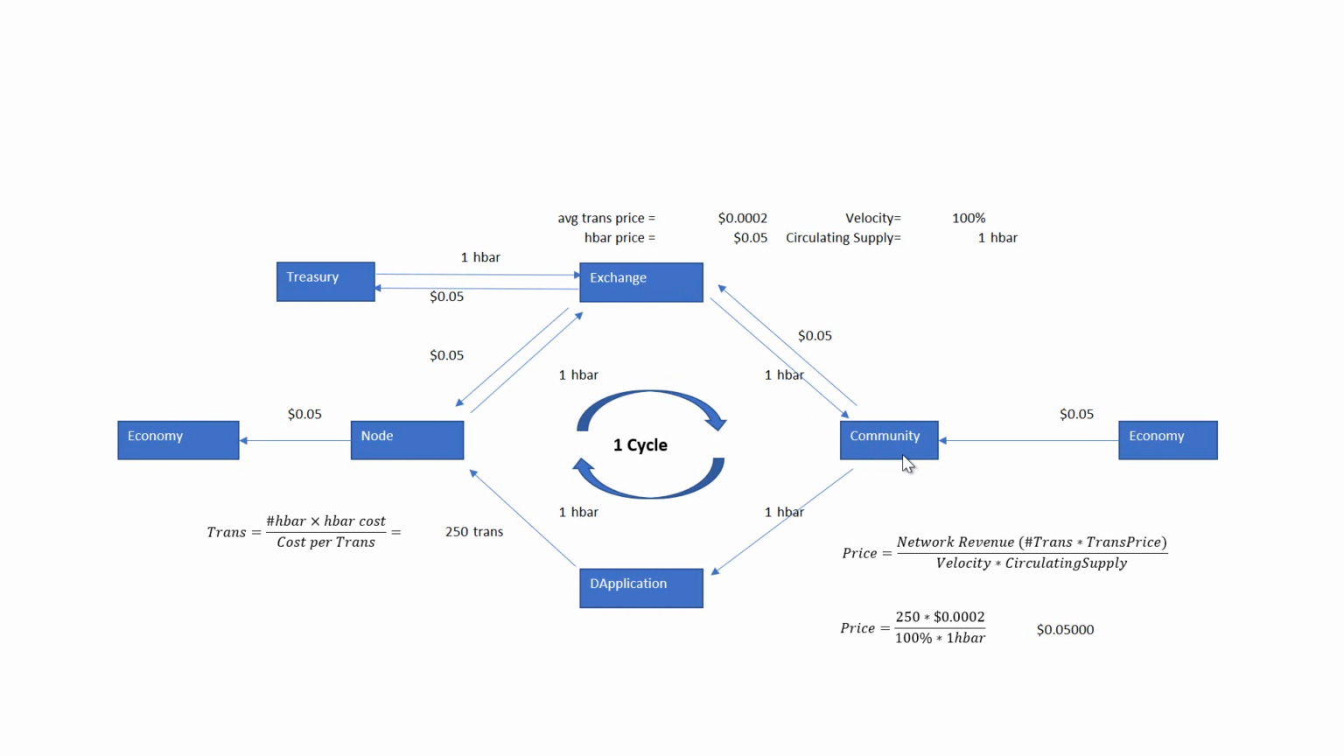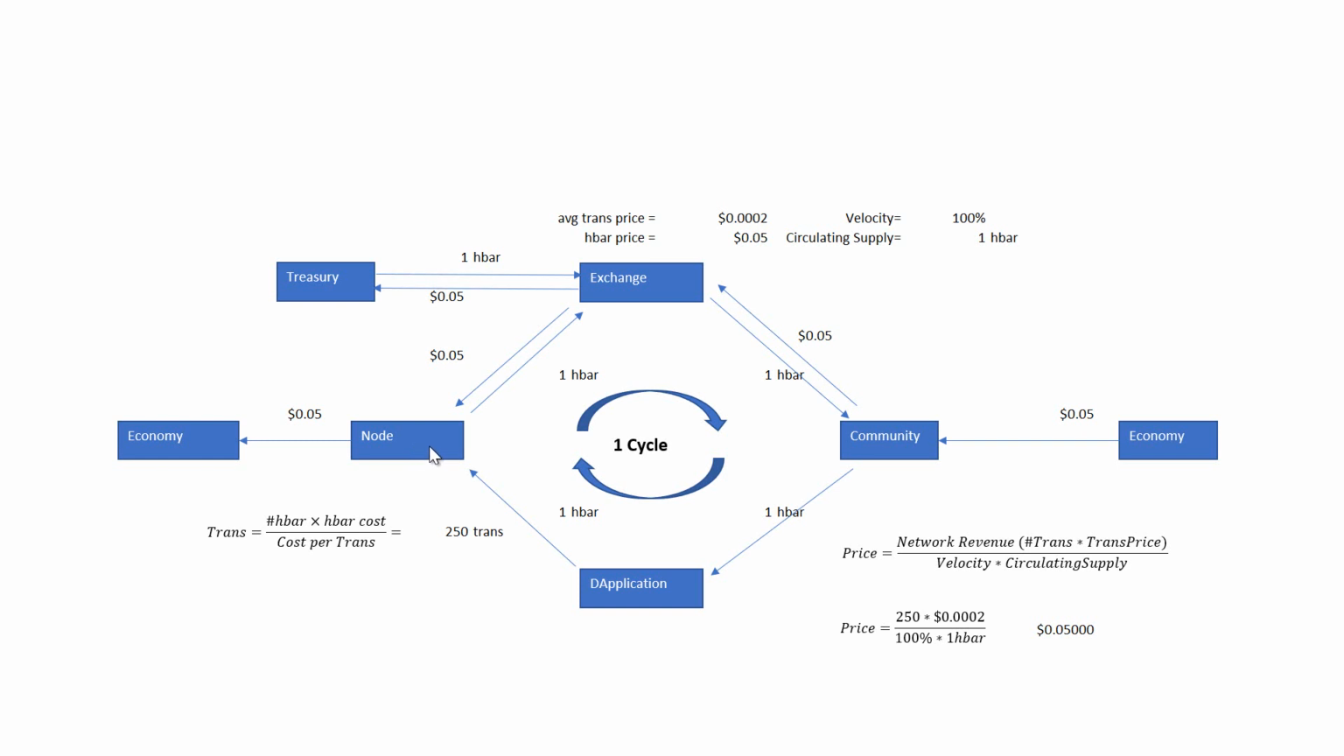That community member bought the HBAR because they wanted to use the HBAR. So they take their one HBAR and they feed it to this application. That application, using that HBAR, can do 250 transactions. The node processes those transactions, but it doesn't need the HBAR. It needs to pay for electricity, personnel, and other expenses.